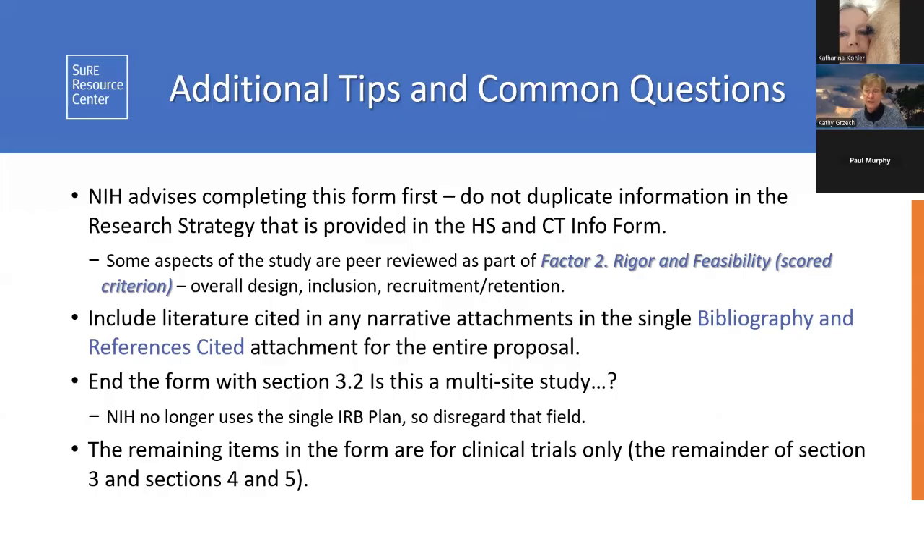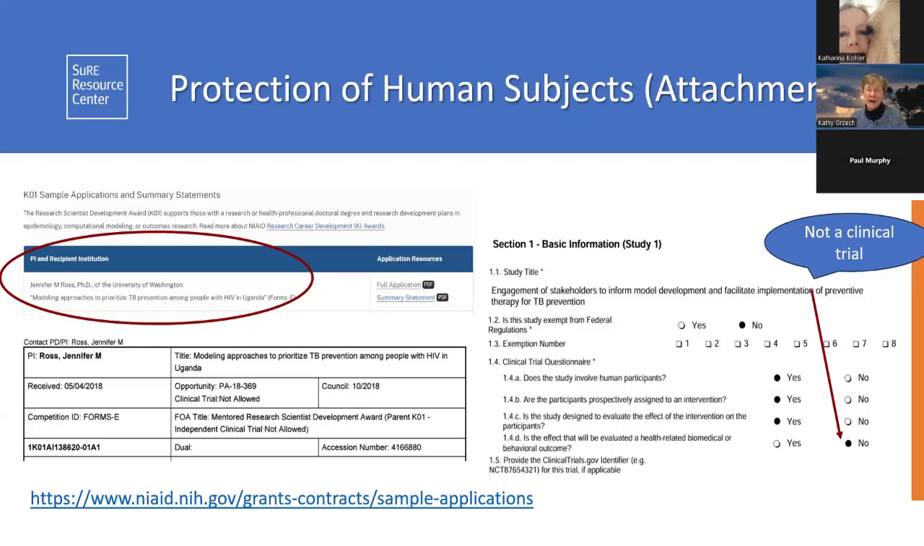Some people often ask me, well, I want to have a separate bibliography and references cited in the protection of human subjects attachment. You are only allowed one single bibliography and references cited. So if you cite references here, anywhere in this form, you merge them into that single attachment later in the proposal. Again, you end with section 3.2. The rest of those are for clinical trials.